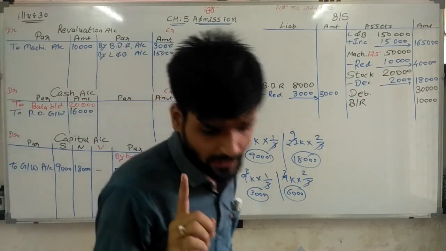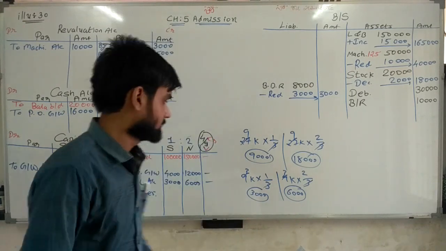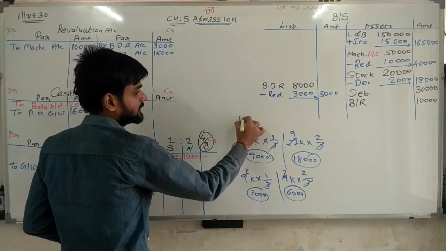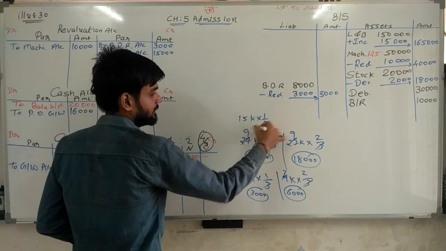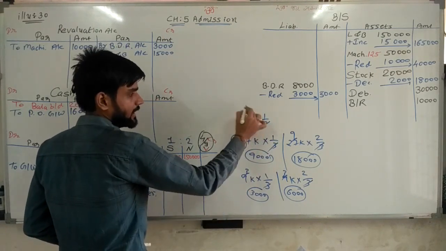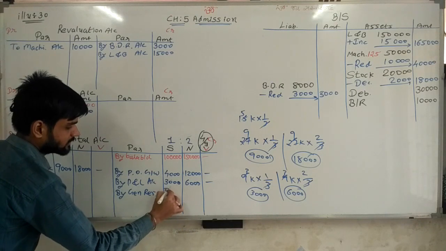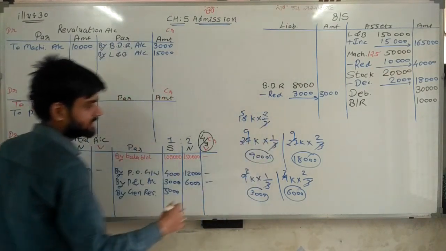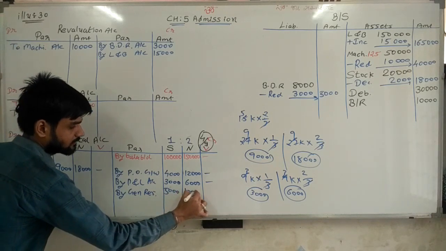So general reserve given is 15,000. Now again calculating in the ratio 1:2. So 15,000 into 1 divided by 3, 5 threes are 15, so 5,000. And in the same way, 2 divided by 3 gives 10,000.